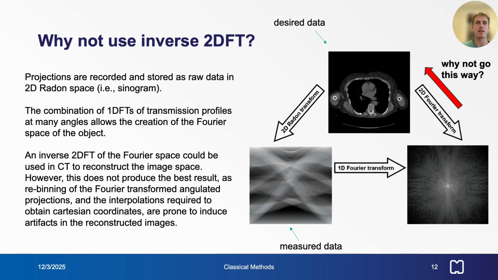So in practice, why don't we do this? In principle, we could use our sinogram combined with the projection slice theorem to create our image in frequency space, and then take the 2D inverse Fourier transform to obtain our image. However, this doesn't produce the best result, as the rebinning of the Fourier transform projections and the interpolations required to obtain Cartesian coordinates are prone to introducing artifacts in the reconstructed images.